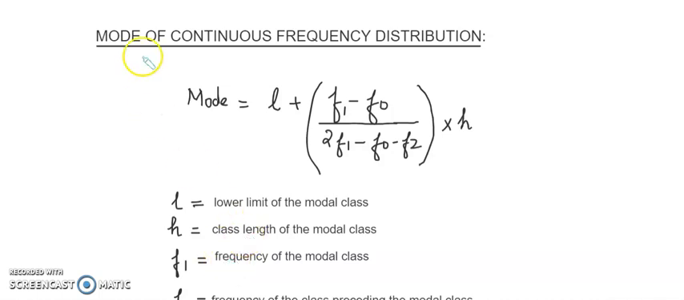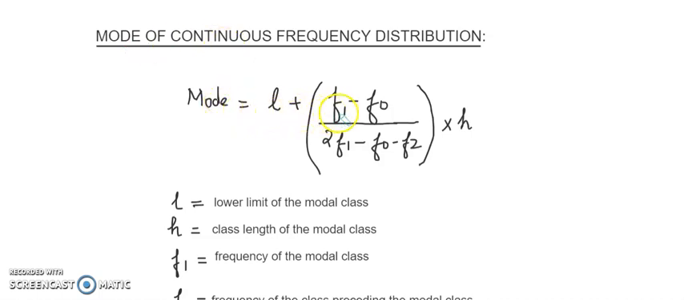Hello everyone, in this video we learn to find the mode of a continuous frequency distribution. What is the mode? In general, when we are given a sequence of numbers and observations and we are told to find the mode, we look at the observation which was repeated the maximum number of times. Somewhere we are going to use that logic. First, let's look into the formula.